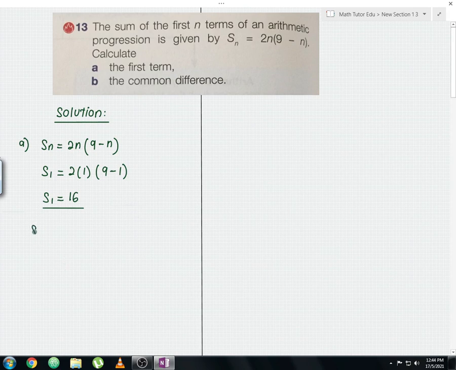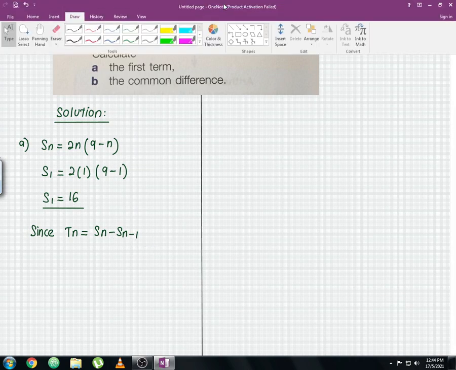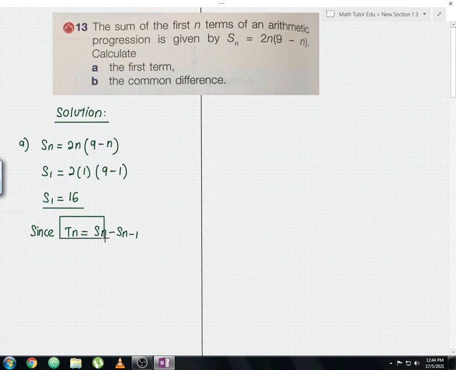Since Tn is equals to Sn minus Sn minus 1. So this is the formula that we're going to use throughout this question. So let me box this. To prove that the sum of the first one term and the first term is the same, to calculate your T1 will be equals to S1 minus S0.